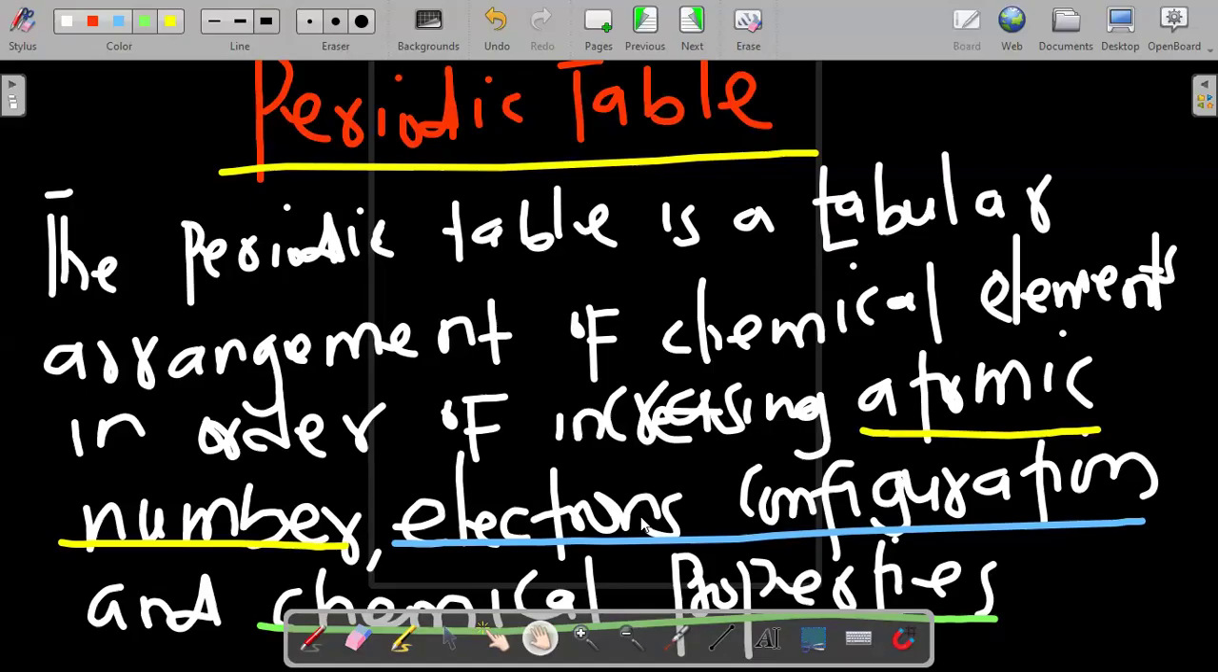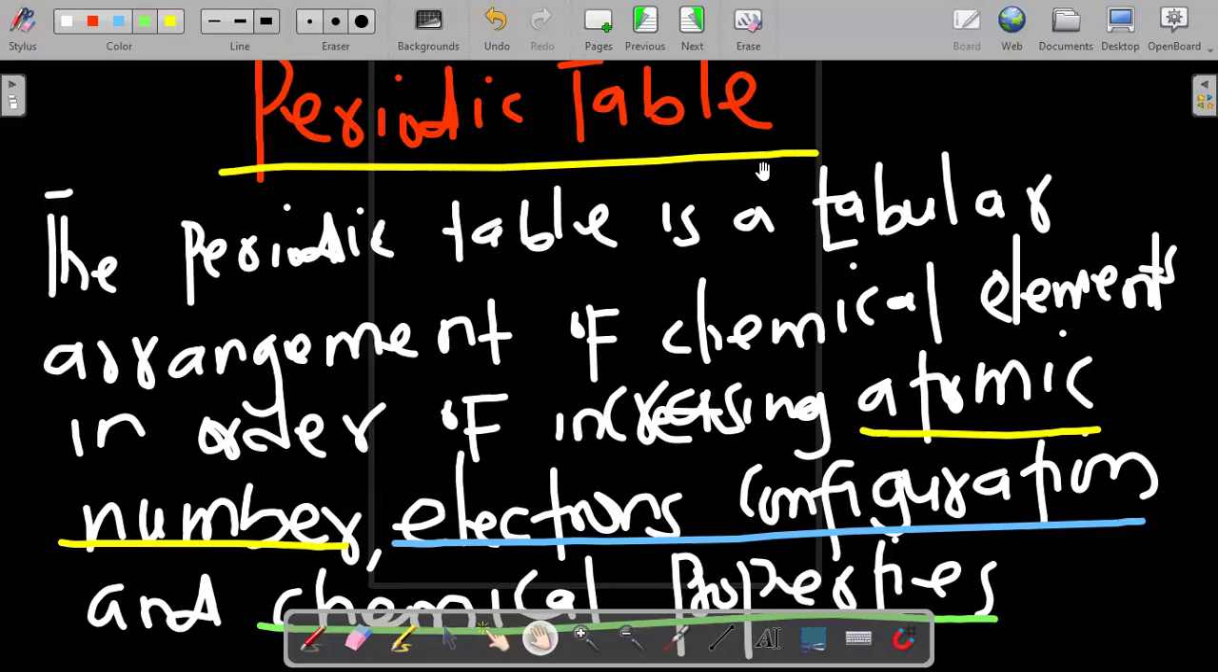So when you see elements in a certain group, those elements might have the same number of electrons in their atom shell. So we're going to use the first 20 elements as a case study to show why elements are arranged in that format in the periodic table.